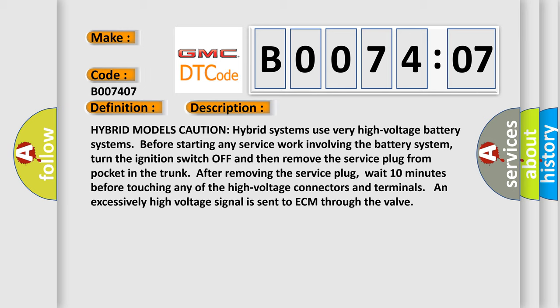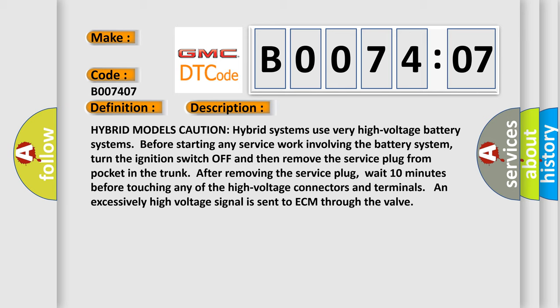Hybrid models caution: hybrid systems use very high voltage battery systems. Before starting any service work involving the battery system, turn the ignition switch off and then remove the service plug from the pocket in the trunk. After removing the service plug, wait 10 minutes before touching any of the high voltage connectors and terminals.